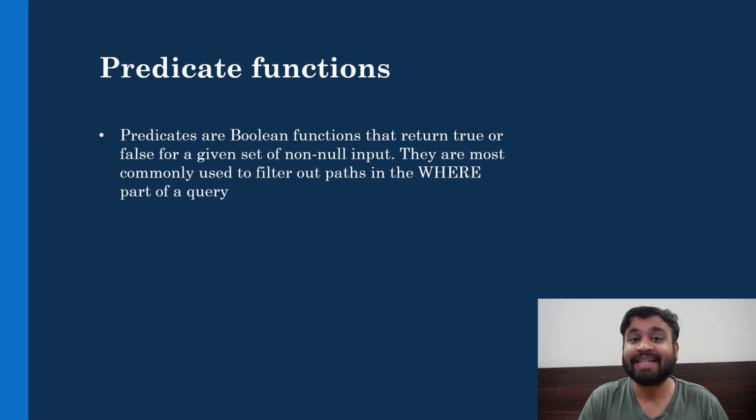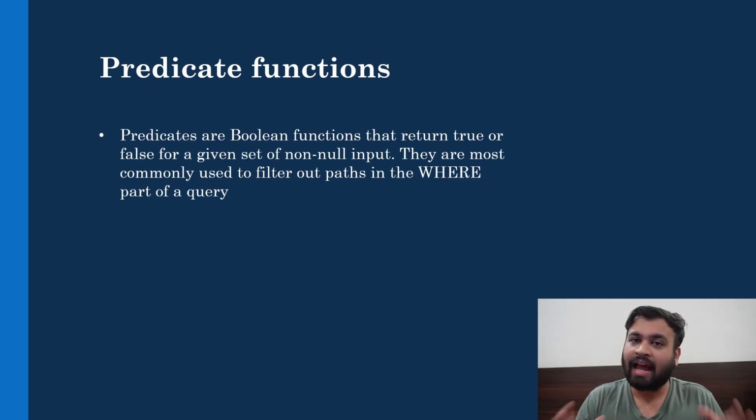The first one is the predicate functions. These are very handy for doing some digging and data analysis on top of your ingested data, or even while ingesting the data. The predicate functions are nothing but Boolean functions, which means they work as a predicate that returns true or false for a given set of non-null input. So you have to make sure that the input you give inside these predicate functions is not null. We are going to see what happens if it is null.